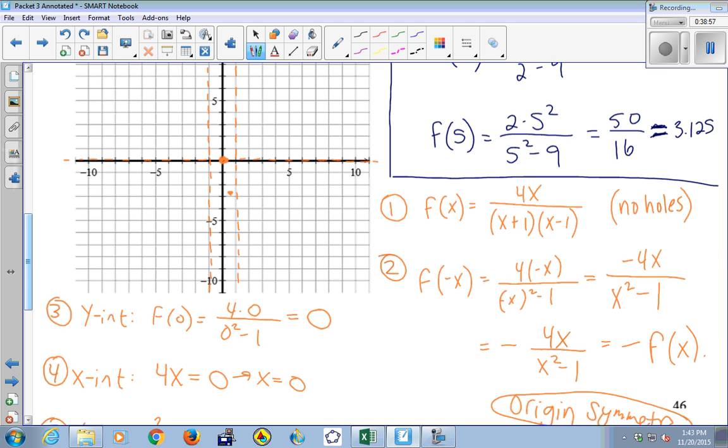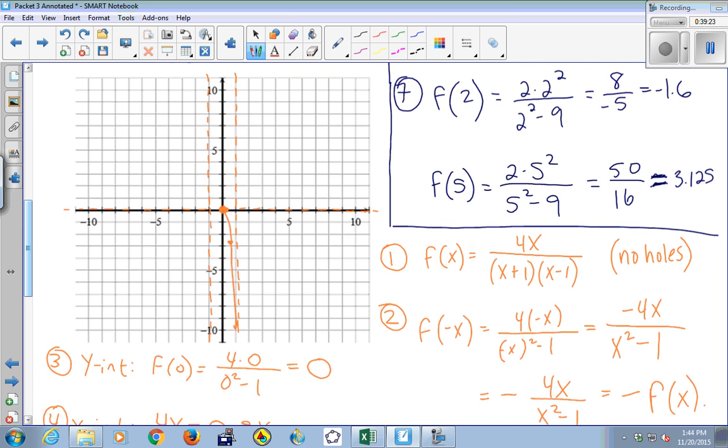So I now know that my graph goes down towards the asymptote. And then because I have origin symmetry, on the other side of 0, it has to go up. So on the other side of 0, it shoots up to the asymptote because of the origin symmetry.